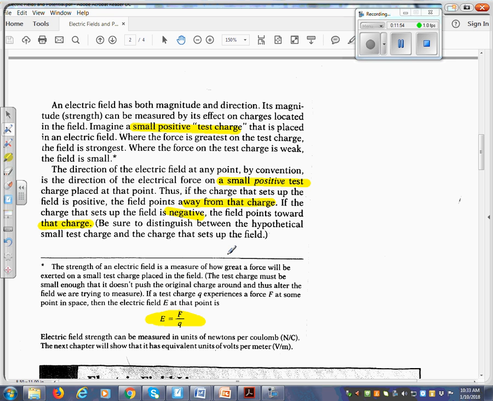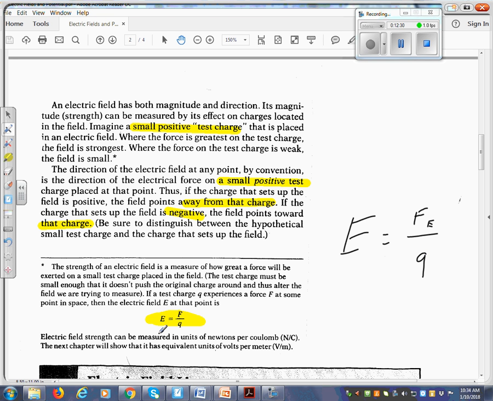E equals F over Q. And I like to quantify the F with a little e in there. So the electric field strength, which is represented by the letter E, is equal to the electric force, which is why we have the little e, divided by Q. And what do you think Q stands for? Charge. Q is charge. And it's a small q, by the way, too. And there's a set of notes coming up right away with this kind of stuff in as well.